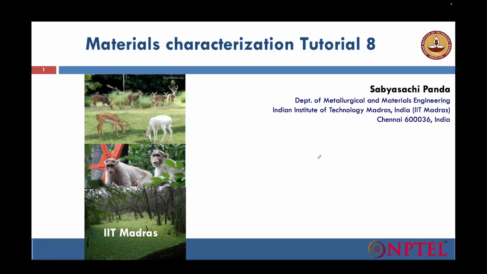Okay, so we'll start the session now. This is material characterization tutorial 8. As for me, I am Sabyasachi Panda from the Department of Metallurgical and Materials Engineering.